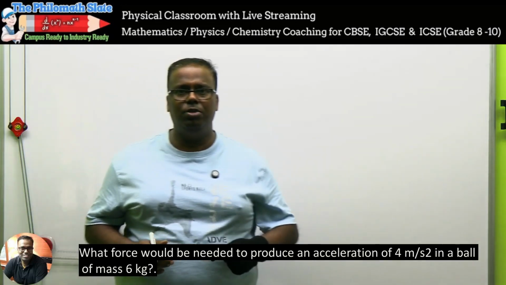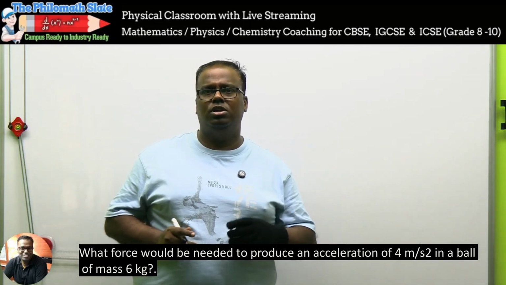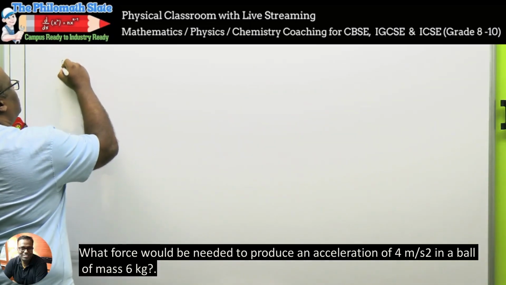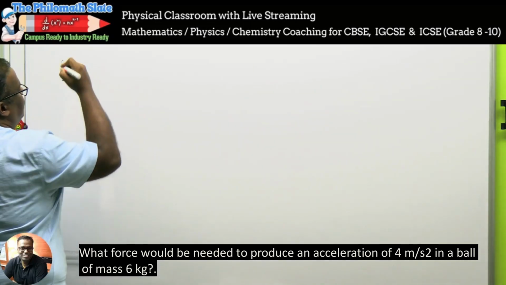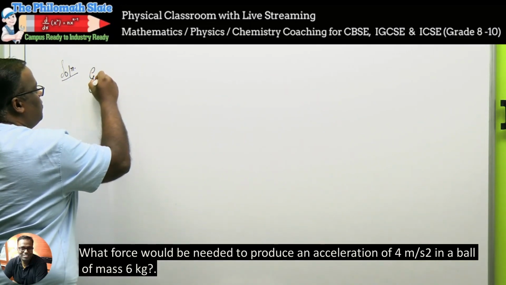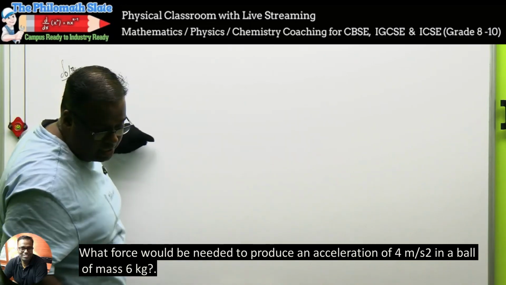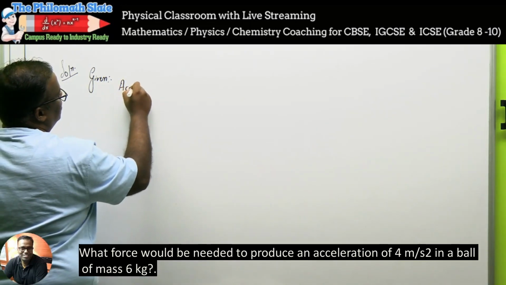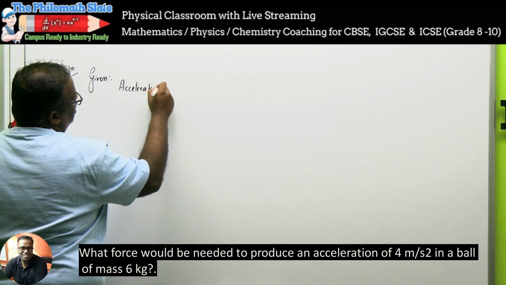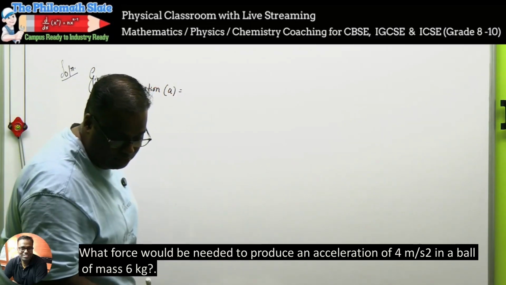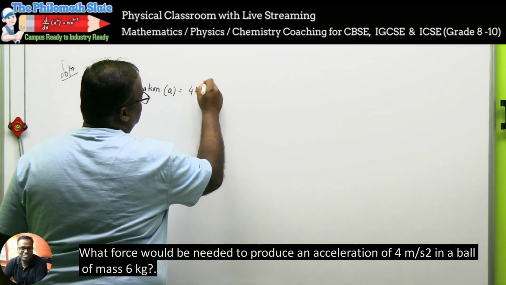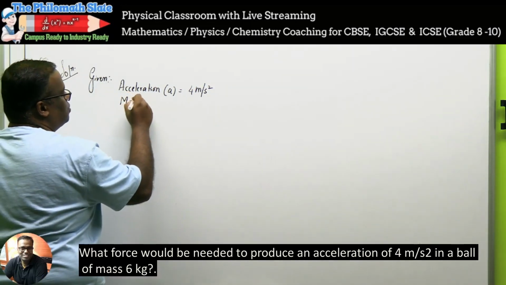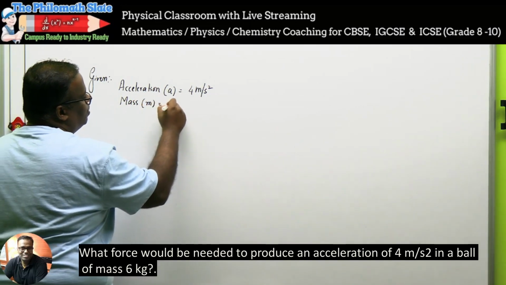Our next type of problem, as you are seeing right now, talks about how to equate force, acceleration, and mass. So let's try to solve this problem. Let's see what the given data are. We'll follow the same way, given data. It says what force would be needed to produce an acceleration. So definitely acceleration is given to us. Acceleration, and you write a. The value of acceleration given to us is 4 meters per second square, to a body of mass 6 kg. So the mass is m, which is equal to 6 kg.